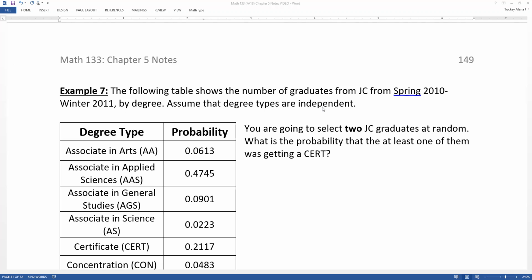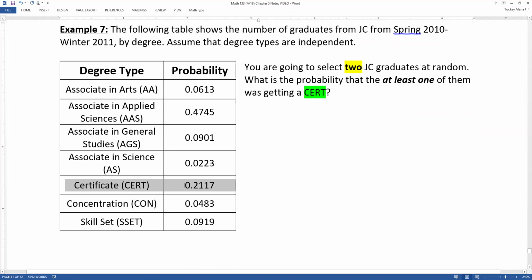You're going to select two JC graduates. So there's something to pay attention to, because the number of trials you're looking at is 2. What is the probability that at least one of them, okay, so we know we're doing an at least one problem, was a certificate? All right, so we're interested in at least one certificate. So event E is going to be certificate, and I need to find the probability of event E and the probability of its complement.